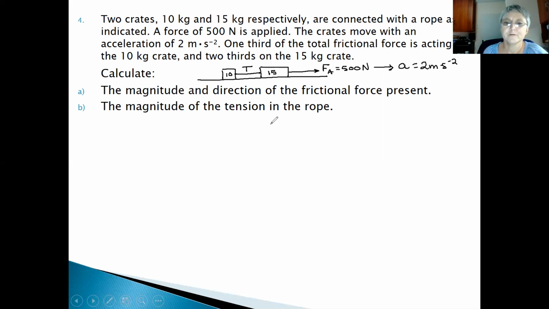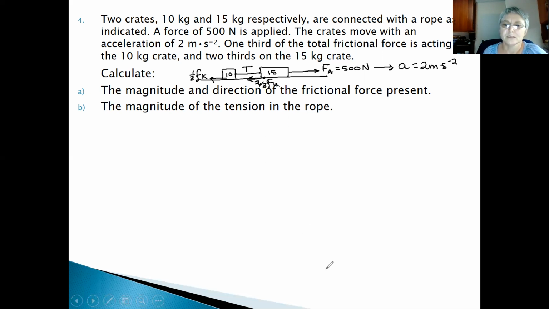Then if we have friction, a third of the friction is acting on this crate here. So this is a third of the kinetic friction. And on the 15 kilogram crate, the friction is 2/3 of the kinetic friction. I think I've indicated everything on the diagram.